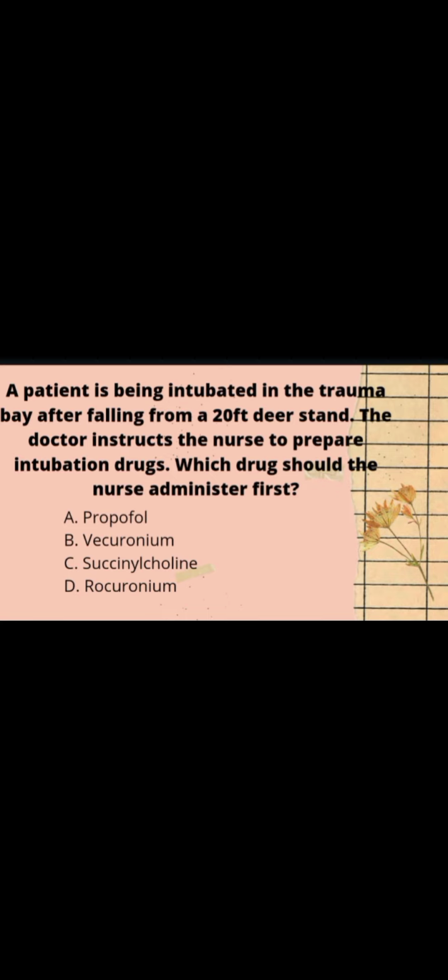Next, a patient is being intubated in the trauma bay after falling from a 20-feet deer stand. The doctor instructs the nurse to prepare intubation drugs. Which drug should the nurse administer first? A. Propofol, B. Vecuronium, C. Succinylcholine, or letter D. Rocuronium.